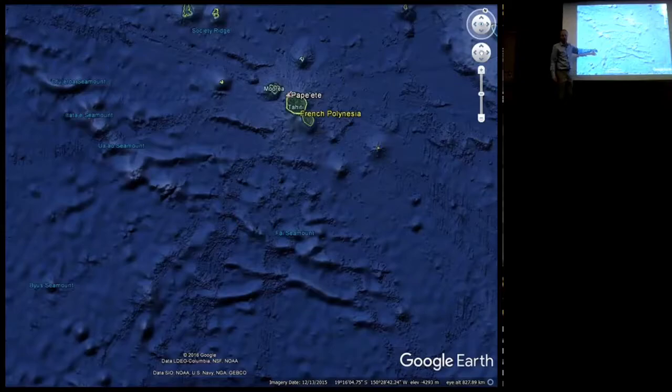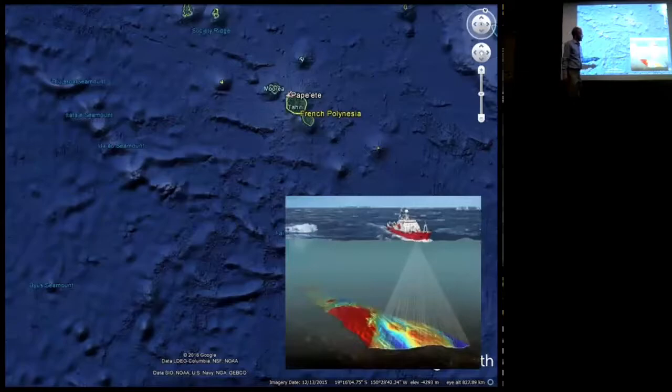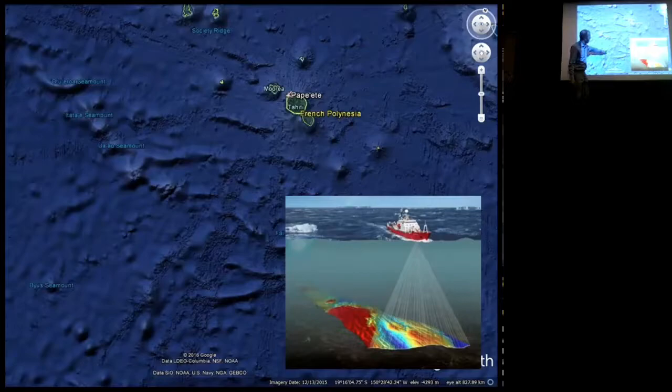These are where ships have been driving, special ships, hydrographic or research vessels that can map the seafloor using sonar. So you send a sound wave down to the seafloor, measuring the time it takes for that sound pulse to travel back to the ship. You can then calculate depth. And so a lot of ships now are equipped with what we call multi-beam sonar systems, multi-beam echo sounders. There's many different words for it. And so in this case, there was a ship traveling, and it was mapping the seafloor as the ship was traveling either to or from Tahiti.